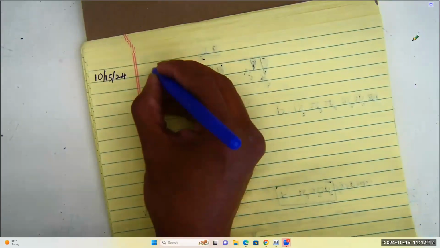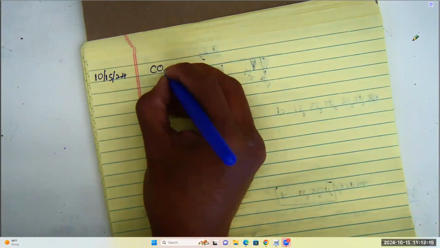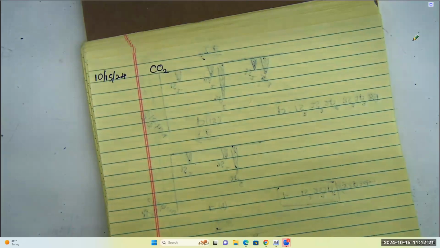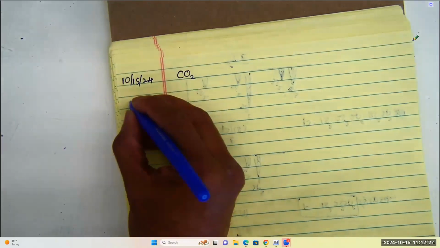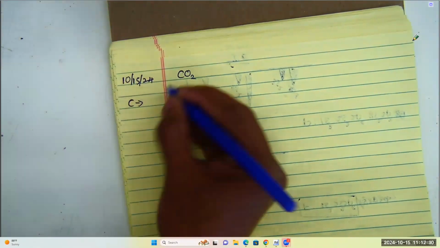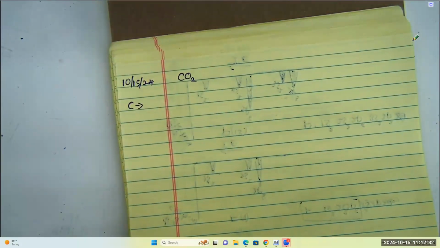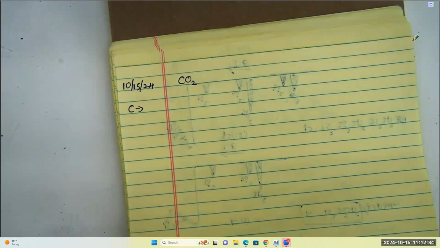So the first thing you do when you are asked to draw a Lewis structure for a compound is to count the valence electrons. So number one is to count the valence electrons. Carbon, how many valence electrons does carbon have? 4. How do we know? Carbon is in the 4th group in the periodic table. So that means it has 4 valence electrons.